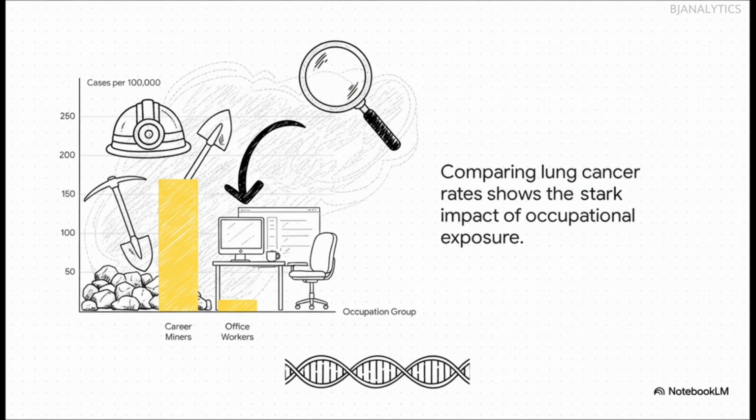This right here is a perfect example of one of their most powerful methods, comparison. What we're seeing are the lung cancer rates for career miners compared to office workers who are about the same age. I mean, the difference is just stark. By isolating that key variable, in this case, decades of occupational exposure in a mine, epidemiologists can definitively point to a major risk factor. And that kind of proof leads to better safety regulations that protect workers.